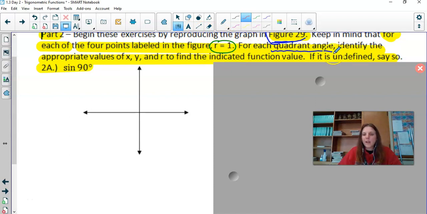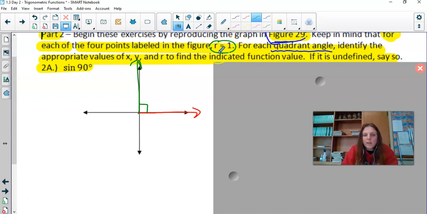For each quadrant angle, identify the appropriate values of x, y, and r to find the indicated function value. If it's undefined, say so. We're looking for the sine of 90 degrees. So what we need to do first is draw a 90-degree angle. Always start at this initial side, and you're going to rotate around counterclockwise until you get to 90. So I'm going to rotate around and stop right here. That's going to be my 90-degree angle.